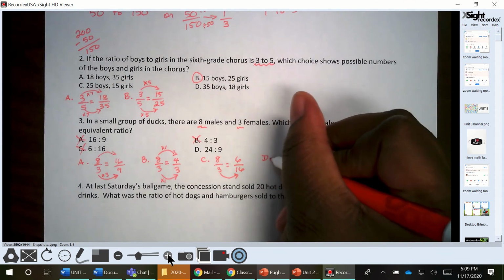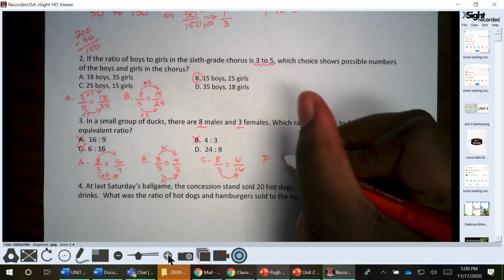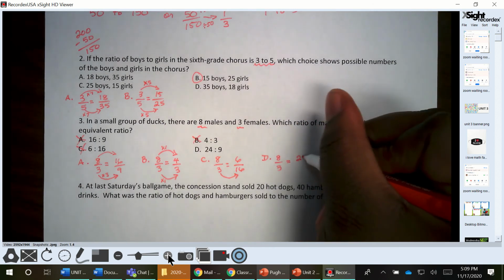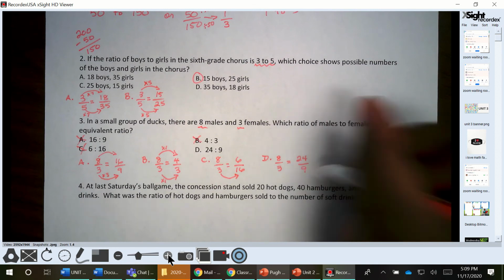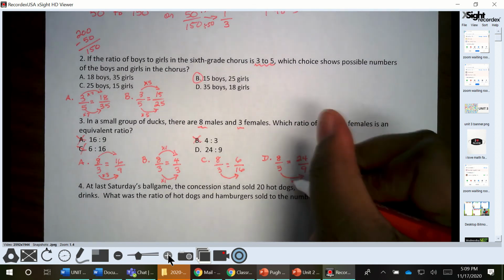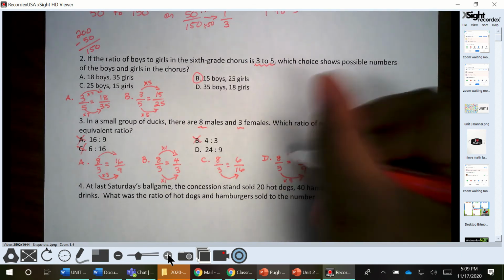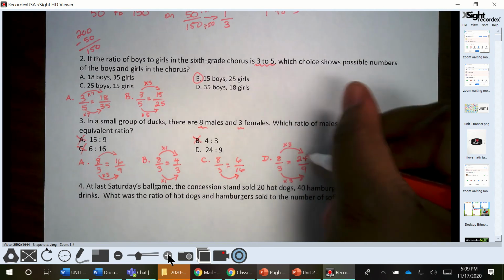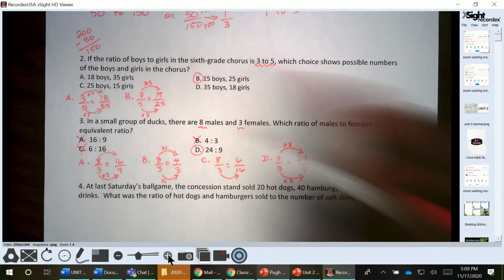So I know by process of elimination that it's D, but let's go ahead and look at it and check the math. 8 to 3 equal to the ratio of 24 to 9. 3 goes to 9 by multiplying by 3. And that means I have to multiply by 3 up here as well. And 8 times 3 is indeed 24. So my answer is D.